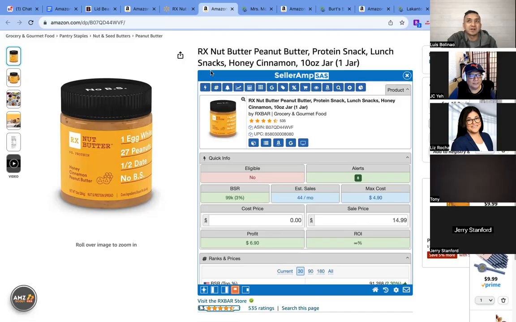So I'm not saying it doesn't work. It works, but I think it's more scalable if you have a prep center.